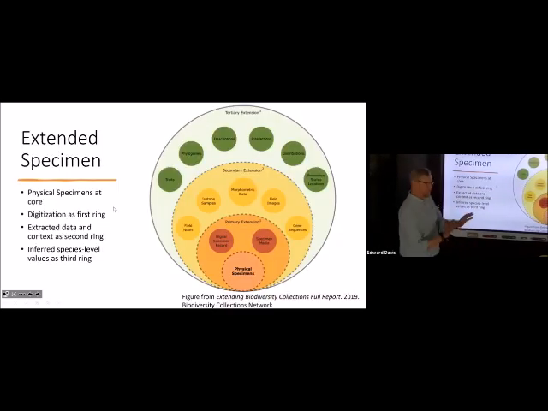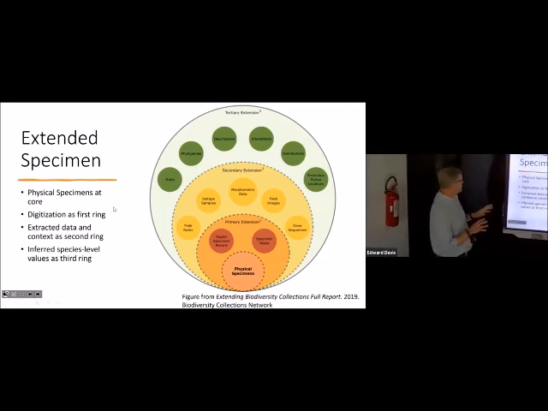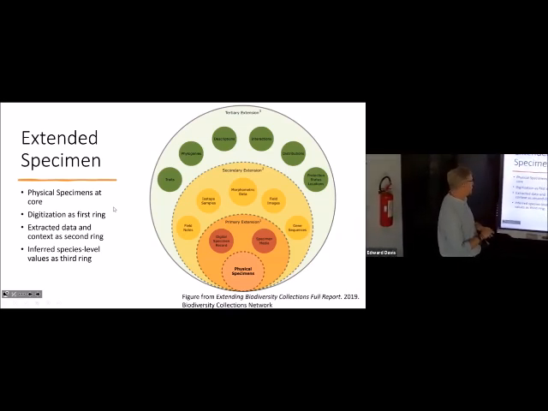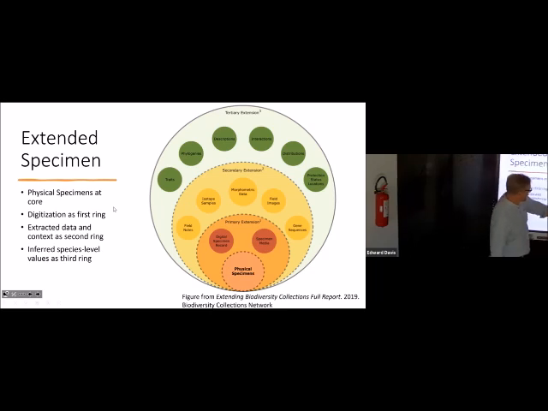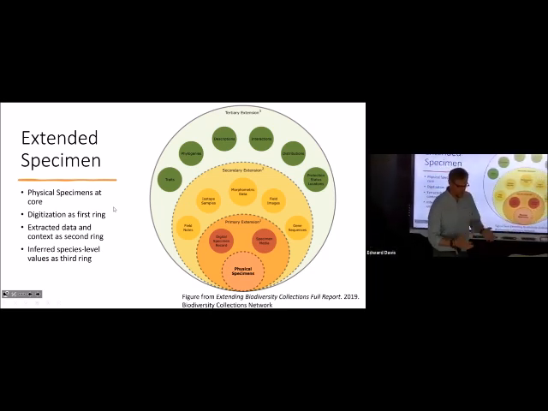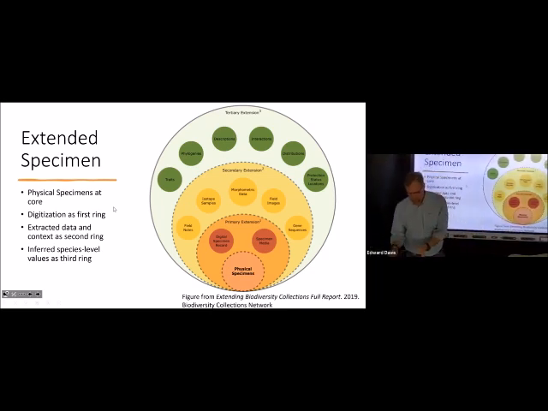So what's an extended specimen? The extended specimen concept is one that starts with the actual physical specimen. You go out in the field with a trap, you trap a mouse, you humanely kill the mouse, and then it turns into a skeleton and a skin that you have in the museum collection. Maybe you also preserve the gut contents, okay?